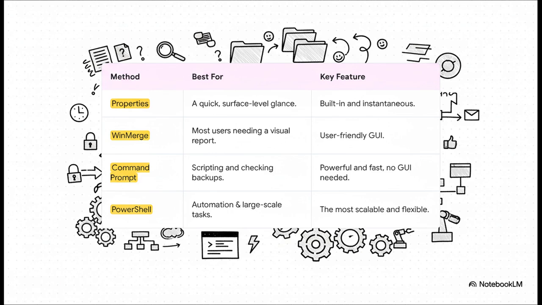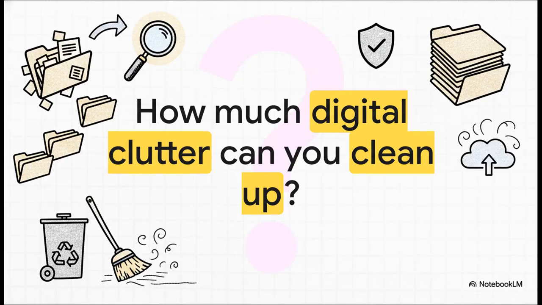If you're comfortable with the command line and need to script a simple check, the command prompt with RoboCopy is a super powerful option. And finally, for huge automation jobs and the most flexibility you can get, PowerShell is the undisputed champion. So, now that you're armed with all these new techniques, the power is officially in your hands. You can finally go tackle those mysterious duplicate folders, you can verify your backups with total confidence, and you can bring some much-needed order to your digital life. The only question left is, how much digital clutter are you ready to clean up?